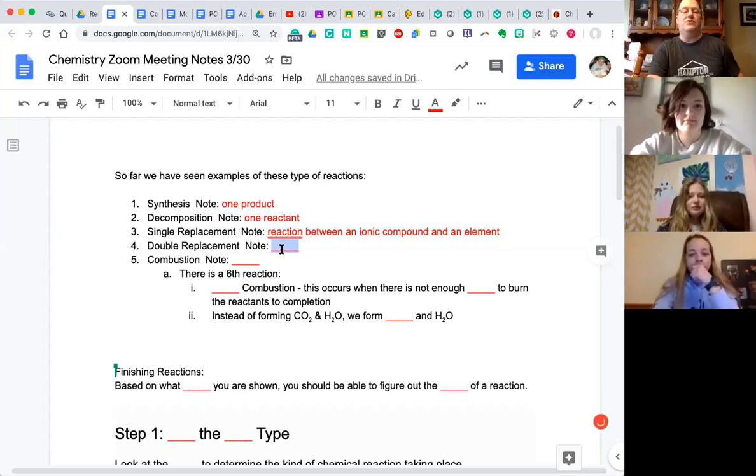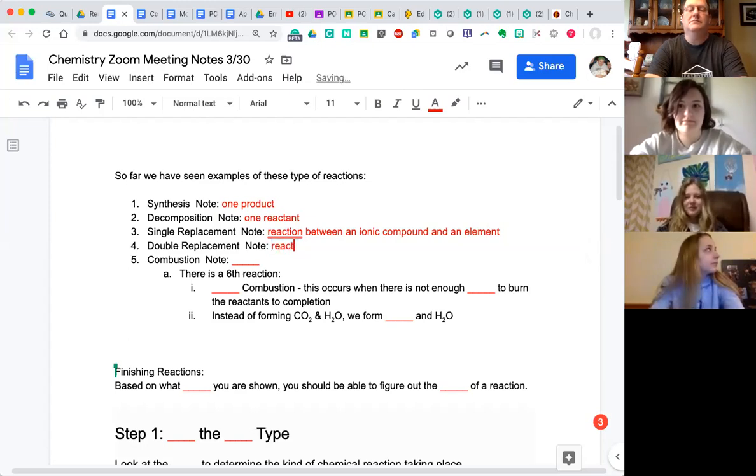Okay, McKenna, back to you. Double replacement. How will we recognize it? Reaction between two ionic compounds. There you go.